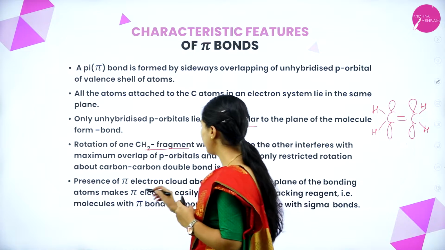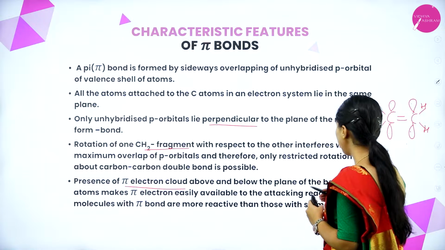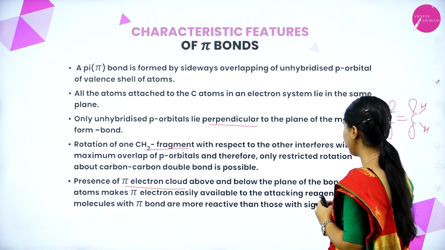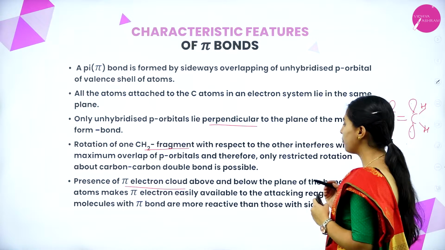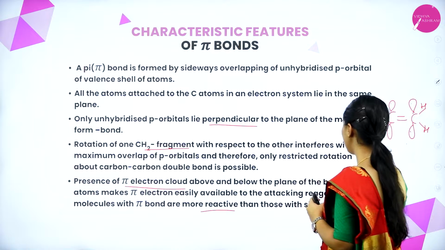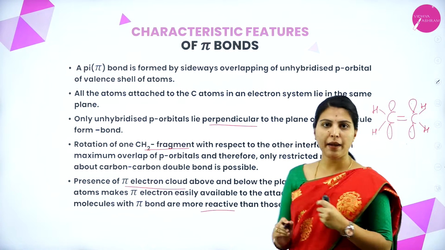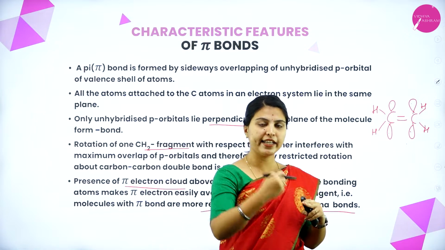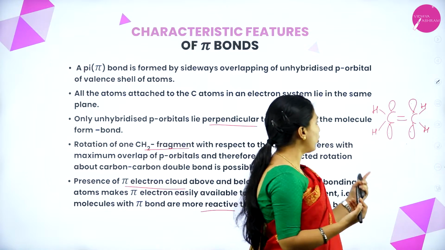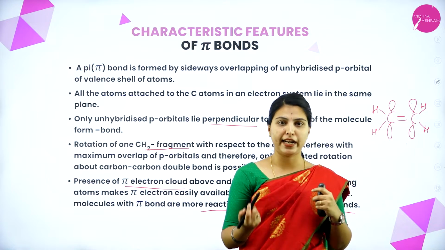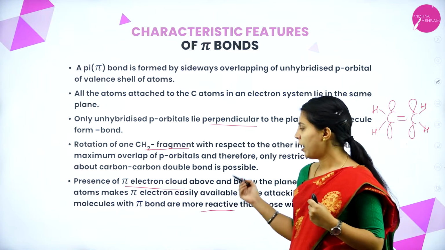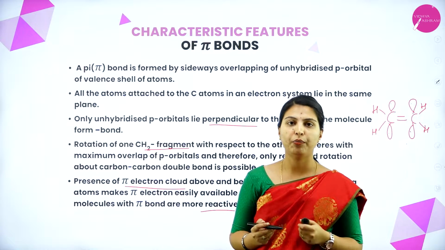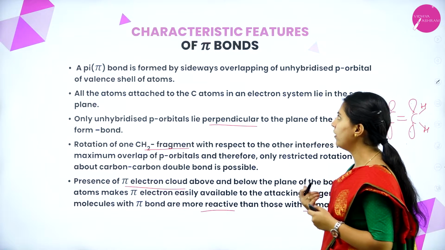Presence of pi electron cloud above and below the plane of the bonding atoms makes pi electrons easily available to the attacking reagent. That is, molecules with pi bonds are more reactive than those with sigma bonds. What will happen? These p orbitals are perpendicular to the plane. If the attacking reagent comes to attack, automatically this p orbital will get attacked. That's why we consider that pi bond electrons are more reactive than sigma bonds. These are the characteristics of pi bond.